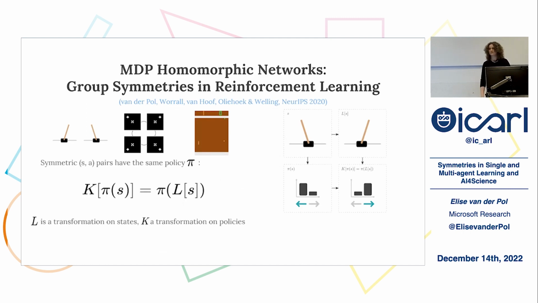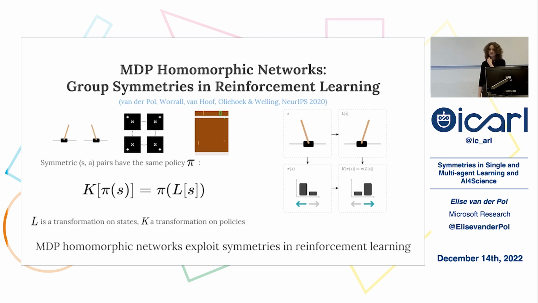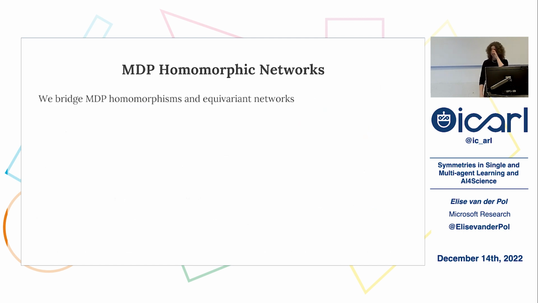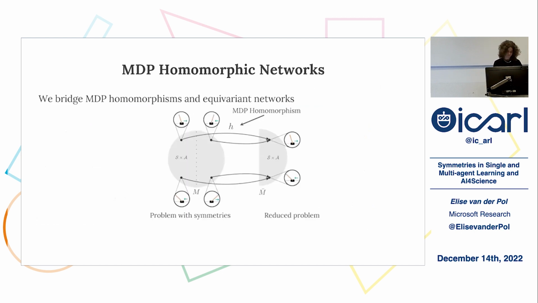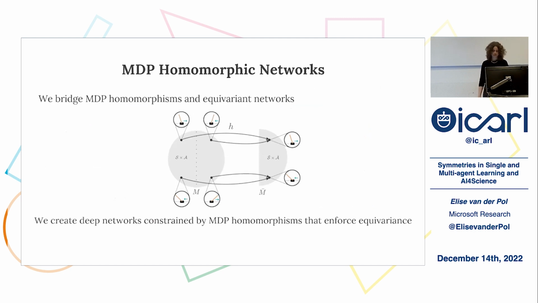So you can write this down as a generic equivariance constraint saying, if I apply some permutation to my policy, I want to end up at the same place as if I would compute the policy of my transformed state. So these MDP homomorphic networks exploit these symmetries in reinforcement learning problems. What we do is we bridge MDP homomorphisms and equivariant networks. Particularly, we look at group structured MDP homomorphisms, but an MDP homomorphism is actually a much broader class of maps. So we create deep networks that are constrained by these group structured MDP homomorphisms and enforce the types of equivariance that we care about in this problem.